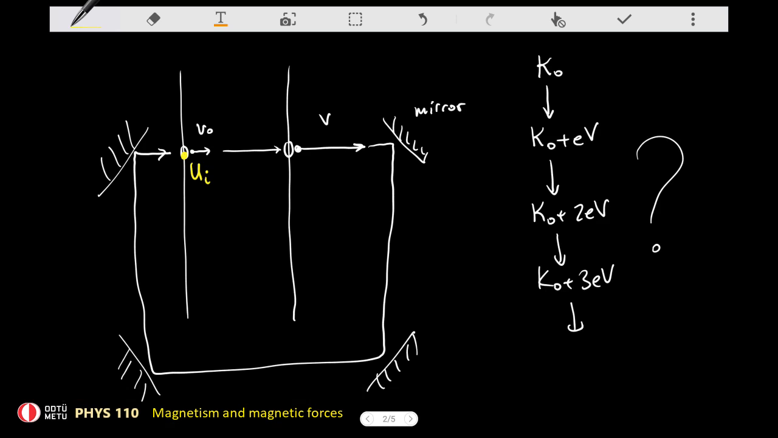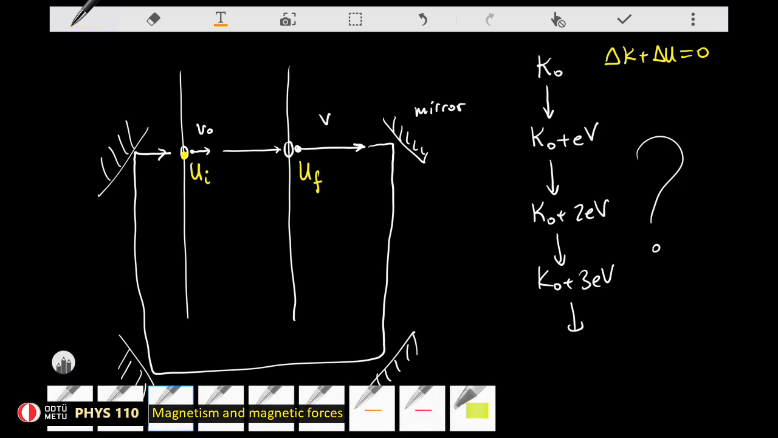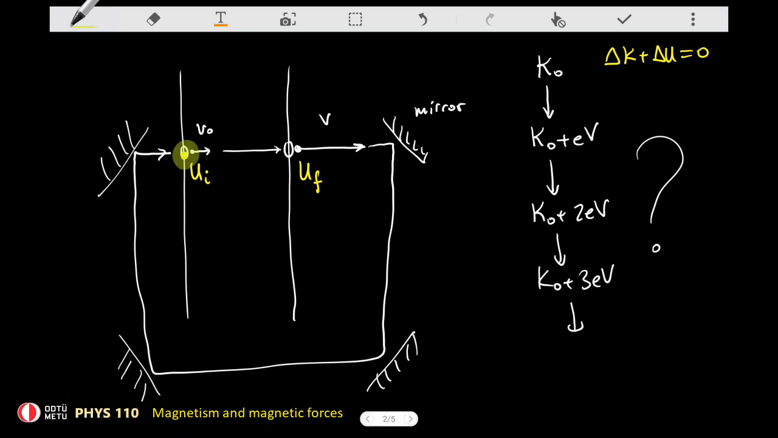So the electron has an initial potential energy in here and a final potential energy. And what we have done is we have just used the fact that the change in the kinetic energy plus the change in the potential energy is 0. So what happens is that when the electron moves from this initial position to that final position, the potential energy decreases, therefore the kinetic energy increases. That is how we have made sure that it accelerated. We have given energy to it.